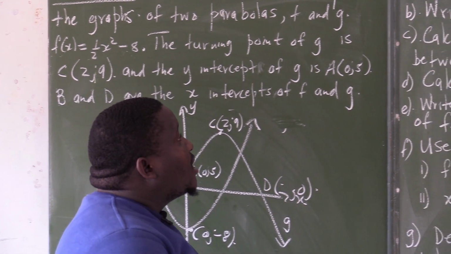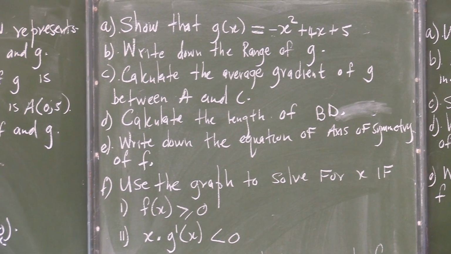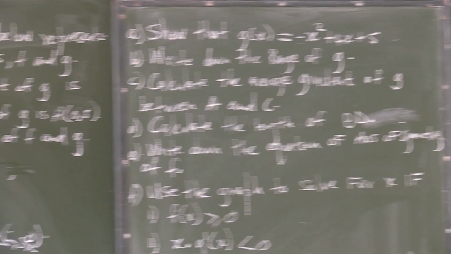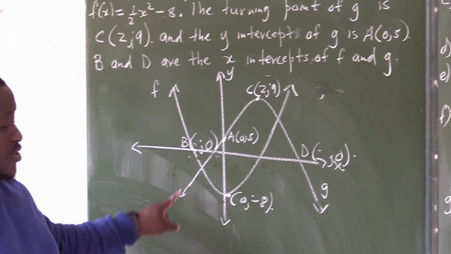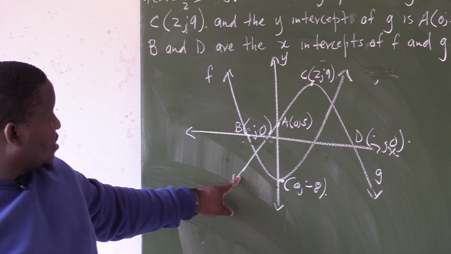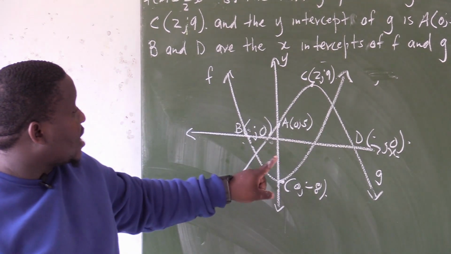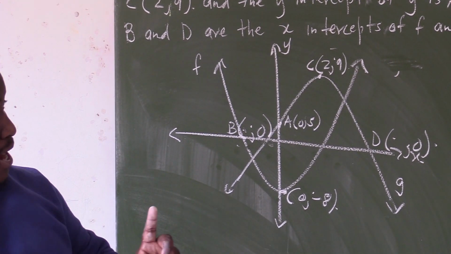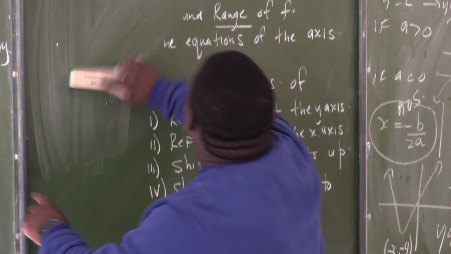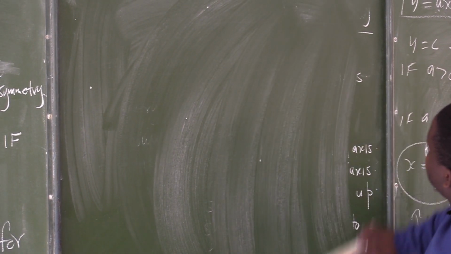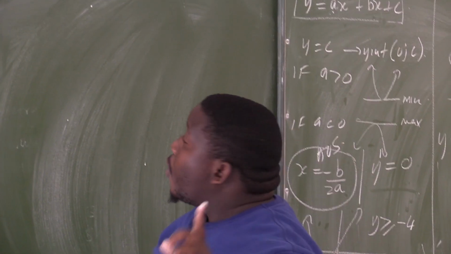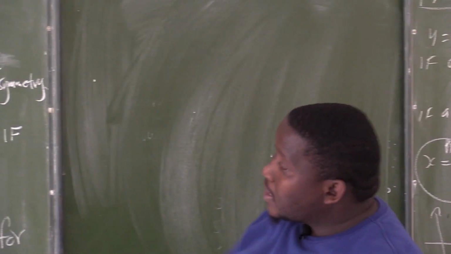The first question is saying, show that g of x is equal to negative x squared plus 4x plus 5. Which graph represents g? This is the graph that represents g. Now, they want me to find the equation of g. What am I given? The turning point and the y-intercept. Got that? It means now, check how to find the equation of a parabola. The most important thing there is to check what information is given to you. What am I given there?